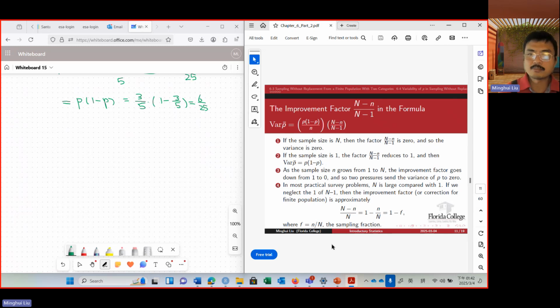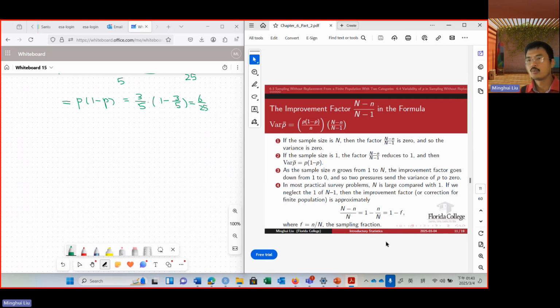If we just neglect this big N minus 1, I mean, the 1 in the big N minus 1 just replaces by big N, this would not cause much difference to the results. So here, the second factor, (big N minus small n) over (big N minus 1), is approximately (big N minus small n) over big N, which can be rewritten as 1 minus small n over big N. Or in other words, we can call it 1 minus f, where f is small n over big N, the sampling fraction.